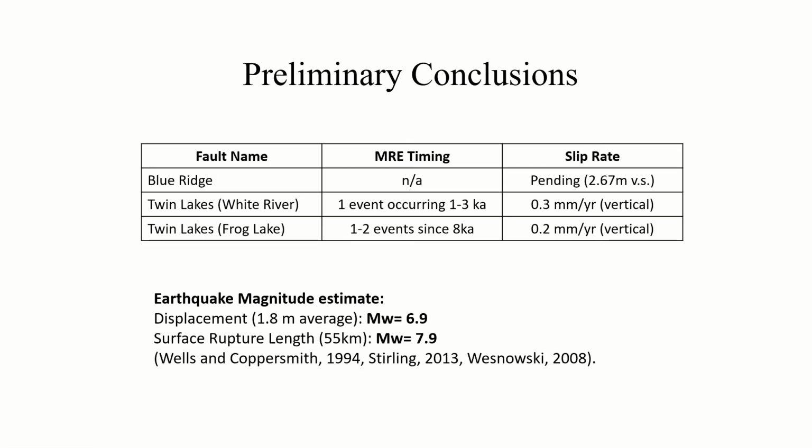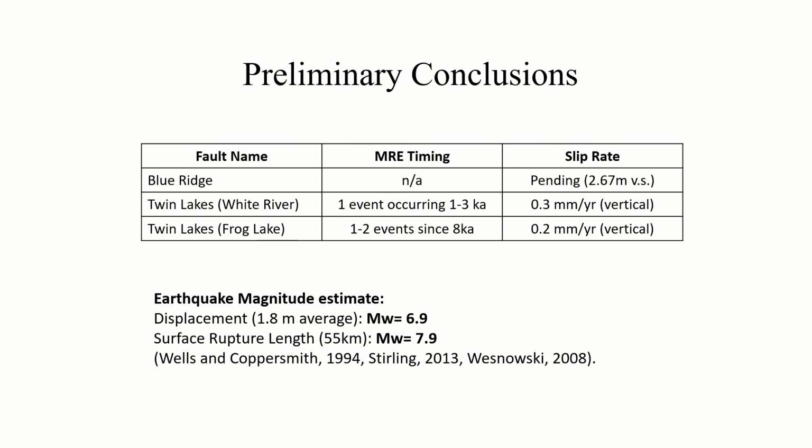So here are preliminary conclusions. This is the first quantitative evaluation of fault scarp heights and ages of displacements along the fault zone. I suggest that faults north and south of the summit are an active seismic source. Here's a table that summarizes the measurements and calculations I've made along the fault zone. Finally, I calculated the average displacement of 1.8 meters along the Twin Lakes Fault and measured the entire length of the fault zone to estimate earthquake magnitudes.